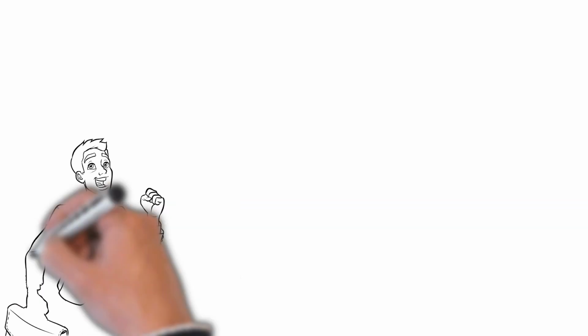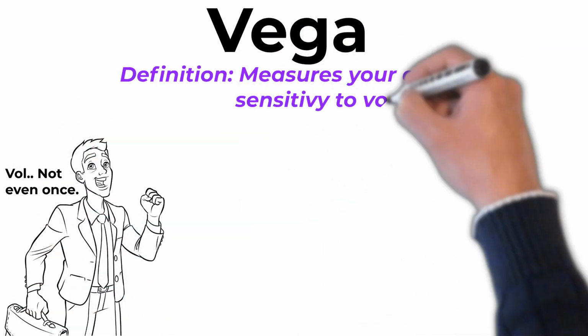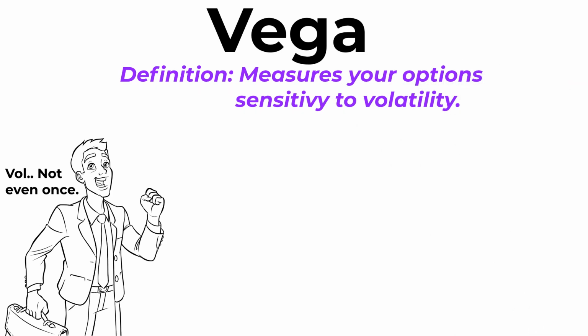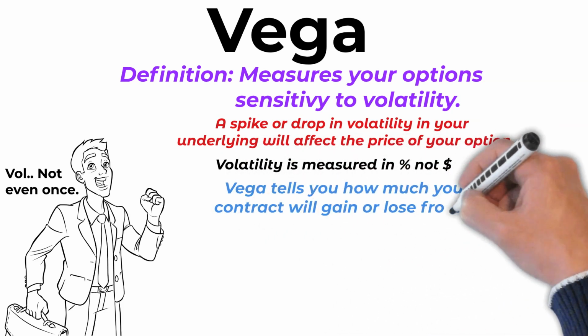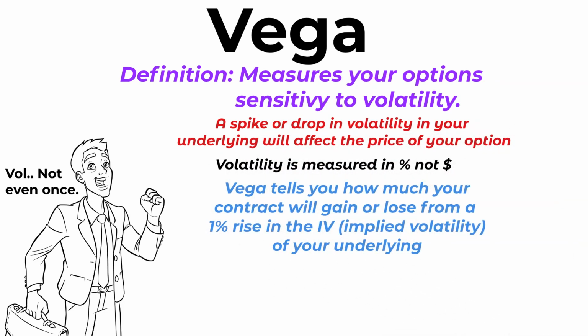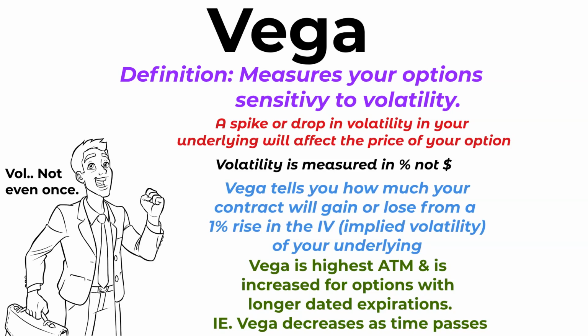Okay, so for all you volatility freaks, Vega is the first-order Greek that measures your option sensitivity to volatility. To explain further, spikes or drops in the volatility of your underlying will affect the price of your option. This added or subtracted value is completely separate from the delta of your option. Volatility is measured in percentage and not dollars, so if the volatility on your underlying raises by 1%, then the Vega will then tell you how much value your option will gain or lose. Vega is highest for at-the-money options and increases the further out you go in expiration.